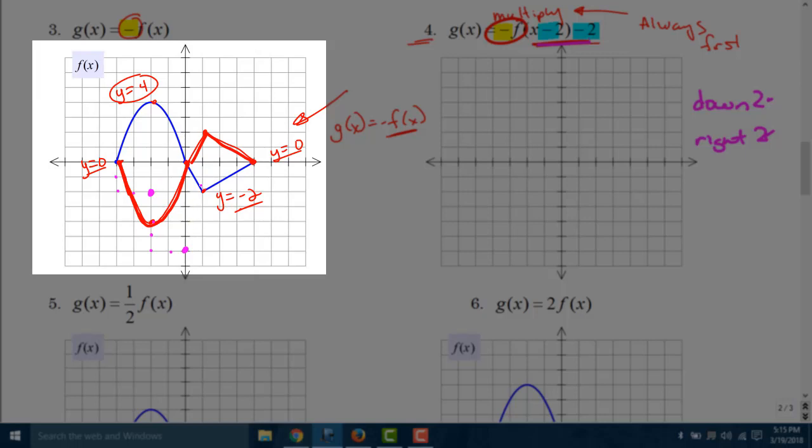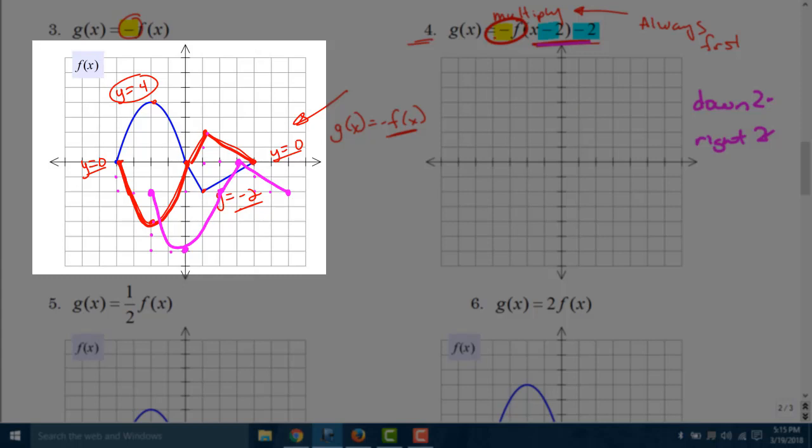All right, so let's see. We've got this graph, down 2 and right 2. So now we have this part. Then we have, let's see, down 2, right 2. This dot, down 2, right 2. Now, if that looks a little confusing, I think it does.